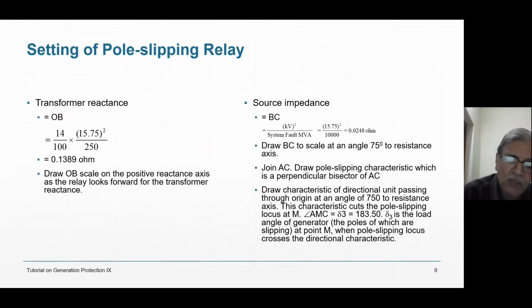That is what happened in 2012 when the eastern grid, northeastern grid and northern grid, some 22 states, were suffering from loss of power. It started from load encroachment and ended with pole slipping. So that way pole slipping is very important.